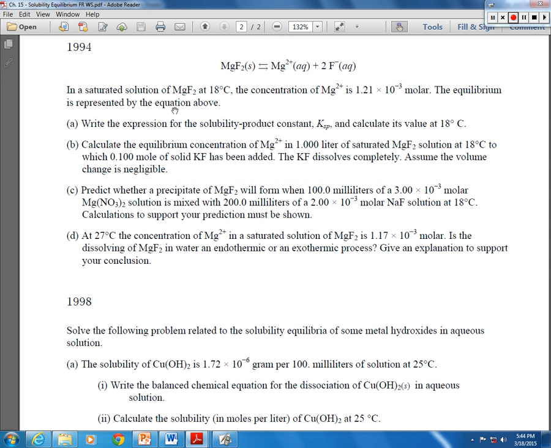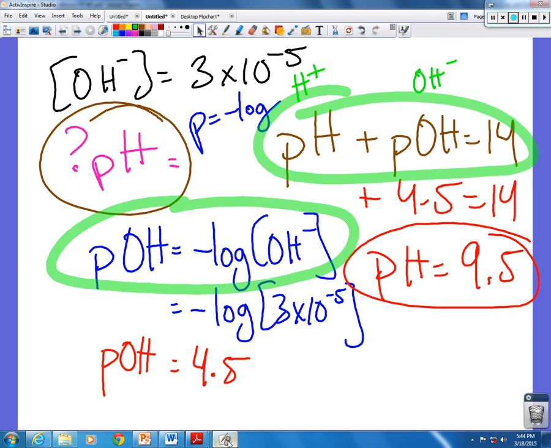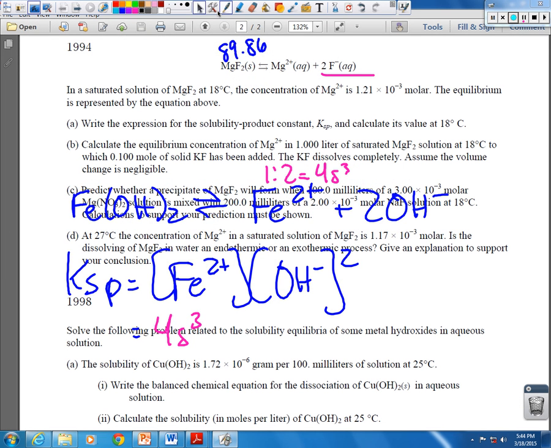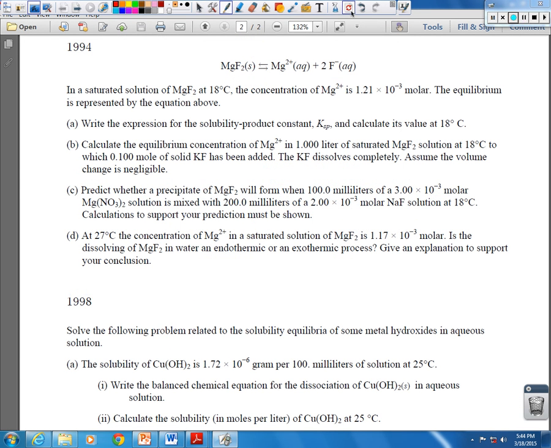All right, this is 1994. In a saturated solution, what alarm should be going off? Yep, but what does saturated tell me? It is at equilibrium, so that's the key right there. So as soon as you see this, we need to say at equilibrium. The good news is I already gave us our balanced equation. A solution of MgF2 at 18 degrees Celsius. The concentration of Mg is 1.21 times 10 to the negative third molar.